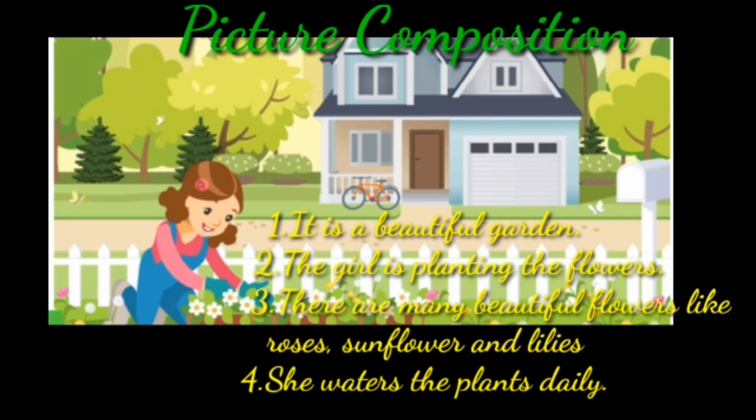Second one, the girl is planting the flowers. So, here the girl is planting the flowers. Third one, there are many beautiful flowers like roses, sunflowers and lilies. Yes, here many flowers are there. Fourth one, she waters the plants daily. She is watering the plant. So, related to the picture, you have to write 5 sentences. The clue words are given below. In the exam, children, for example only, I gave a picture here.